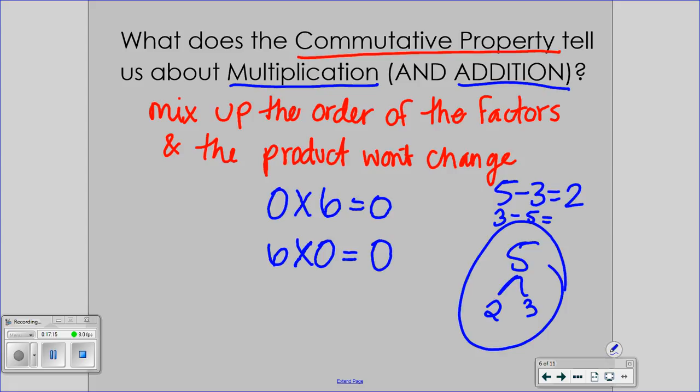Cord, what's that? Can you have commutative property in division? Ooh, good question. Interesting question. We'll save that question for when we dive into division. How about that, Cord? Because I don't want to blow your mind today. Okay?